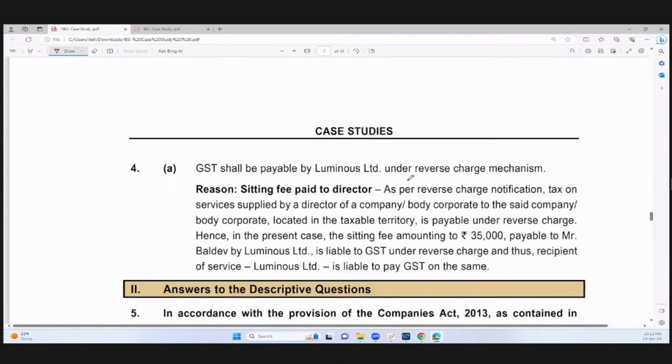As per reverse charge notification, tax on services supplied by director of a company, body corporate to the said company located in the taxable territory is payable under reverse charge. Hence, in the present case, the sitting fees amounting to 35,000 payable to Mr. Baldev is liable to GST under reverse charge and the recipient is liable to pay GST on the same. So, आप देख रहे हो, कितनी बारीकी से, कितनी माइन्यूटली क्वेश्चंस फ्रेम किए गए हैं स्टूडेंट्स. तो इसलिए मैं आपको बार बार एक ही बात समझा रहा हूं कि कंसेप्चुअल नॉलेज आप अपने स्ट्रॉन्ग रखिएगा.